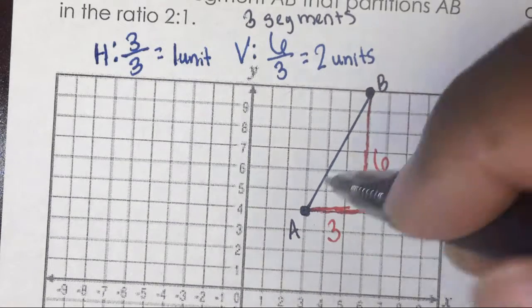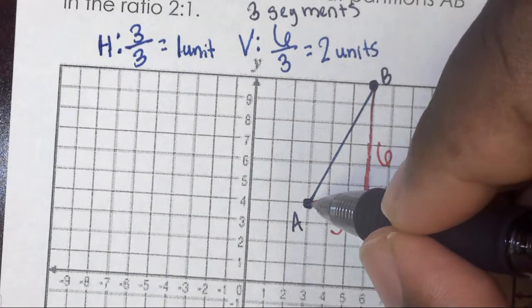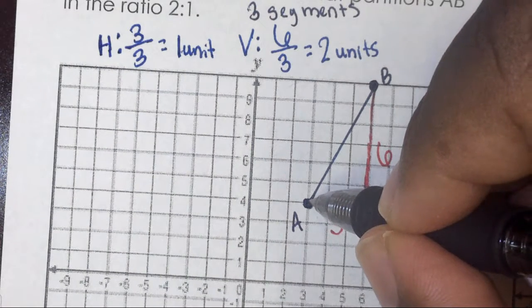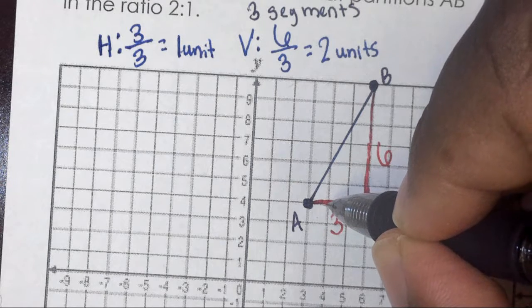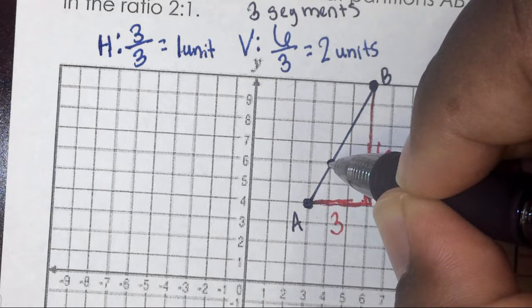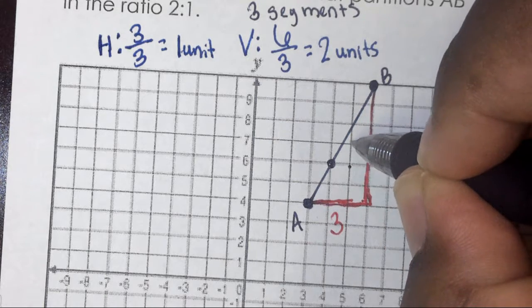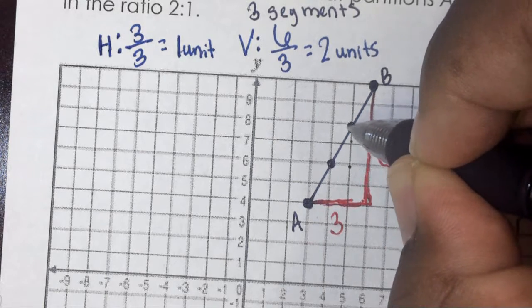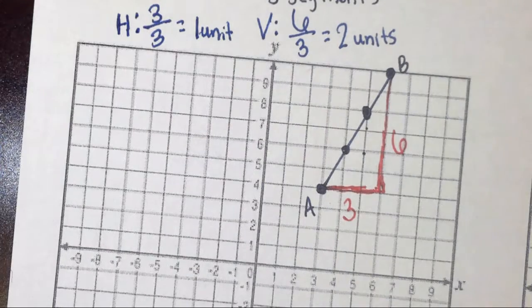To find my partitions or my segments, going from A, I'm going to move 1 unit to the right horizontally, then 2 units up, 1, 2. It's my first point. Second one, 1 to the right, 2 up, 1, 2. It's my other point. These are my partition points right here.